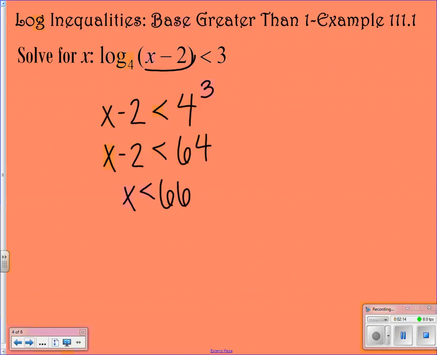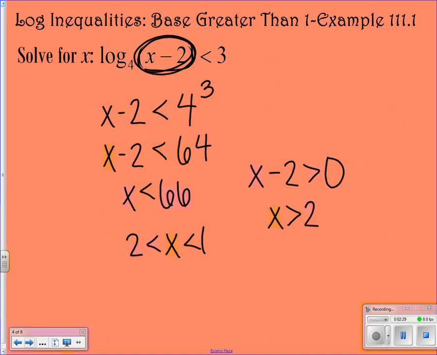But remember, this part here, our argument, cannot be negative. So x minus 2 has to be greater than 0. So that means that x has to be greater than 2. So our range of values is greater than 2 and less than 66. And so that would be how you solve for x. Okay, so that one isn't so bad whenever your base is greater than 1. And remember, the base is this 4 right here. If the sign had been switched, then you would work it the same way. You just have a sign that was switched here, okay?